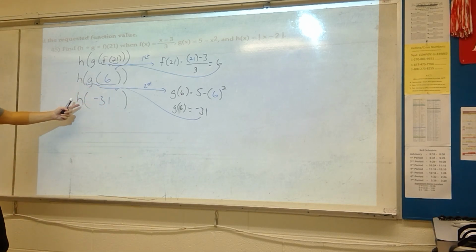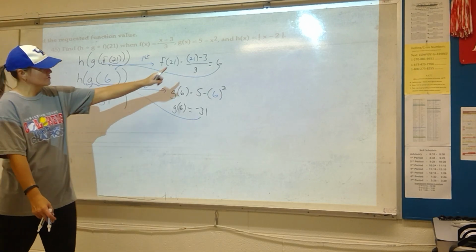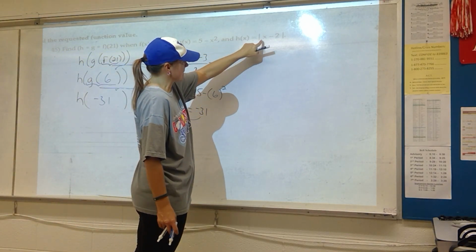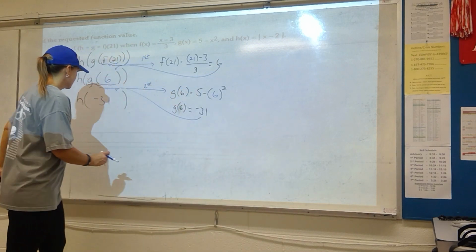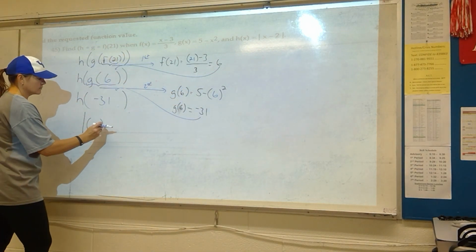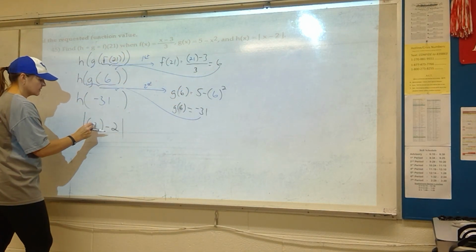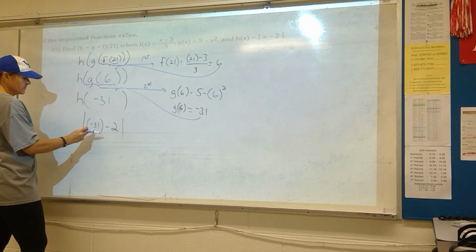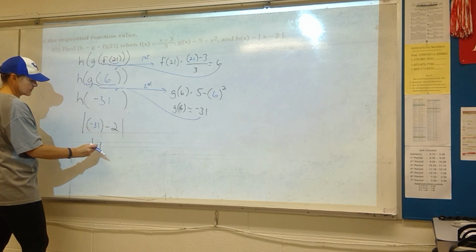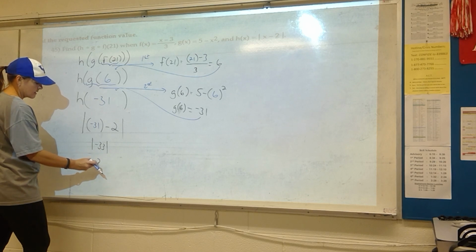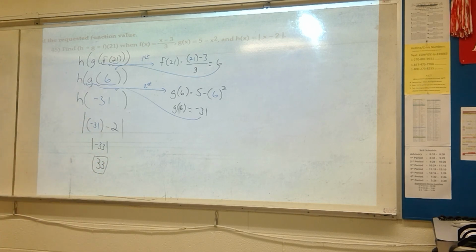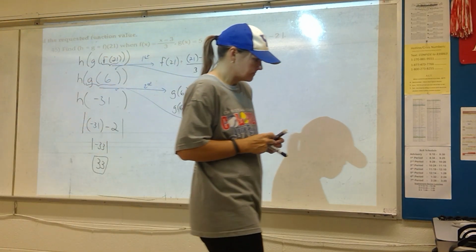Now you're going to find the h of a number, the h of something. You're going to use the h equation. H of something is the absolute value of something minus 2, and this number is negative 31. So negative 31 minus 2 is negative 33. The absolute value of that is positive 33. Sort of a longer question, but not hard. Just takes time.